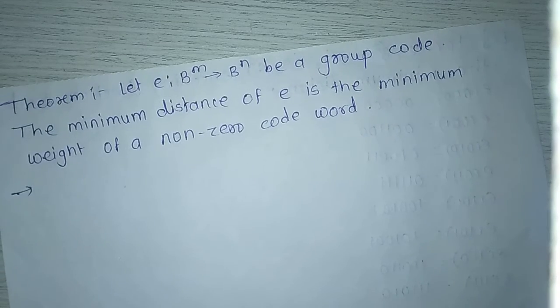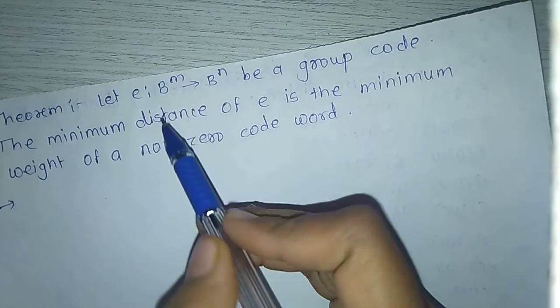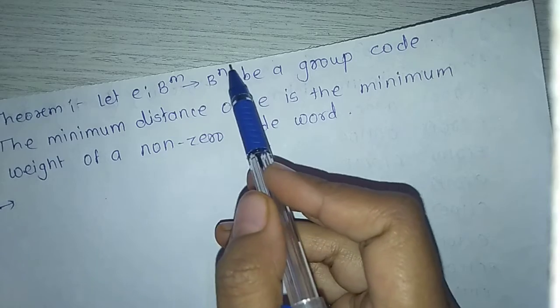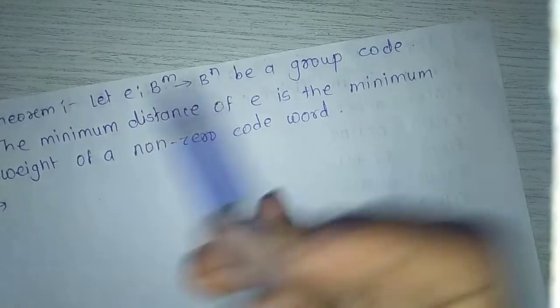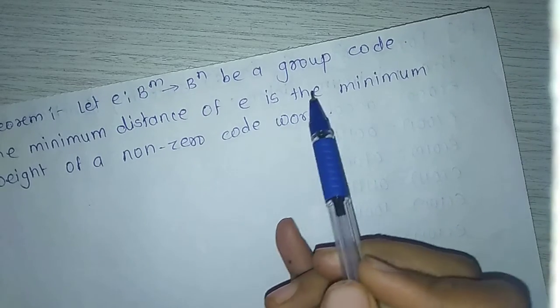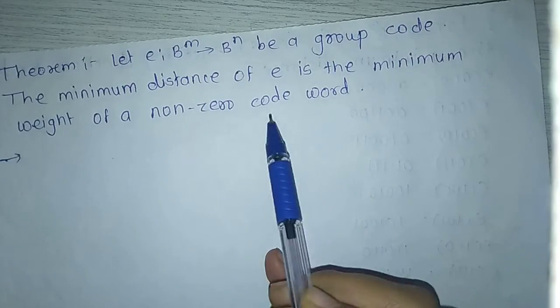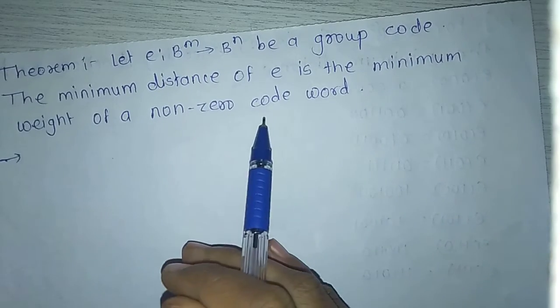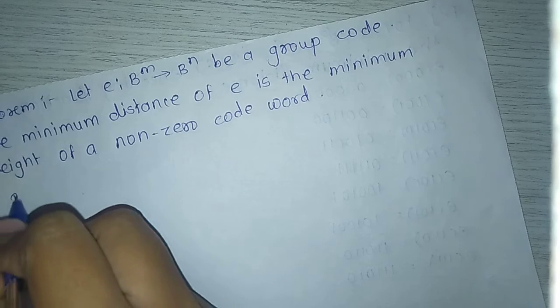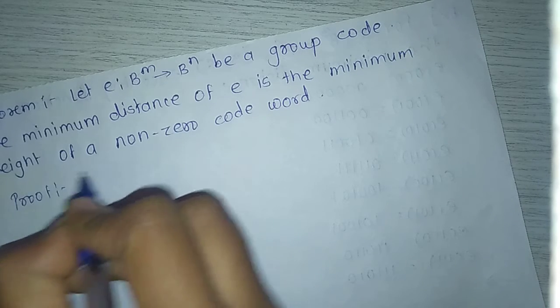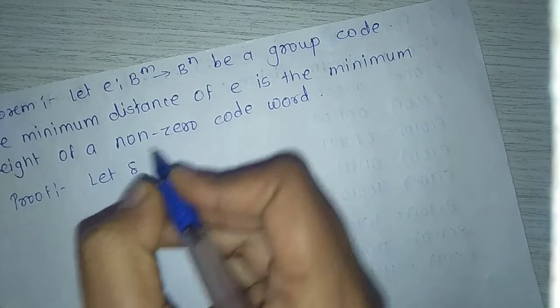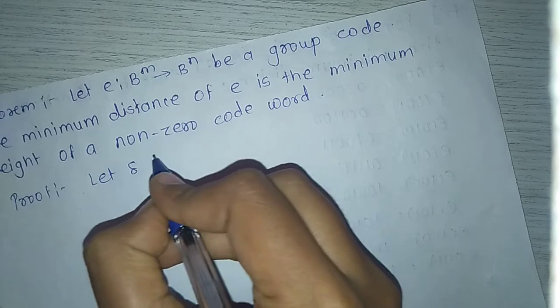Hello students. Next theorem. Let E mapping B raised to m to B raised to n be a group code. The minimum distance of E is the minimum weight of a non-zero code word. Proof. Let delta be the minimum distance.